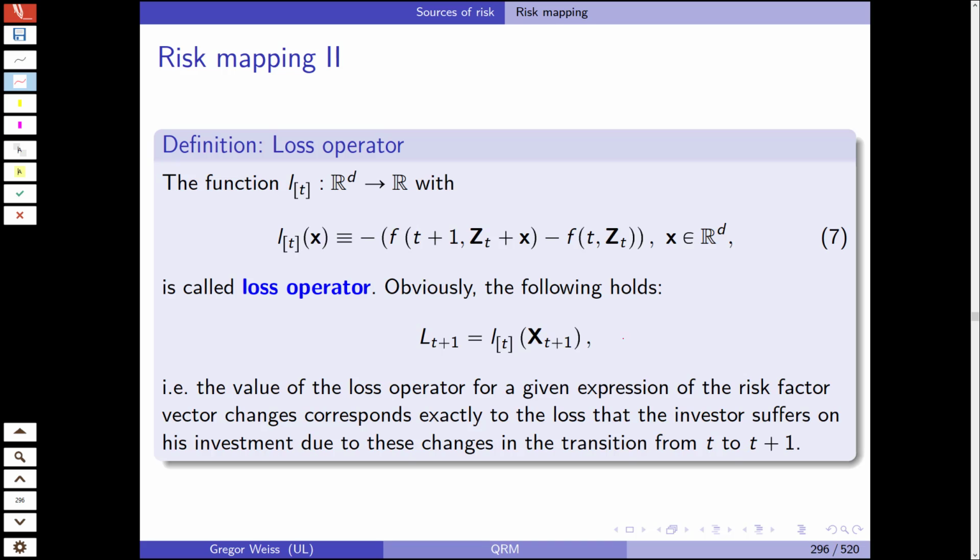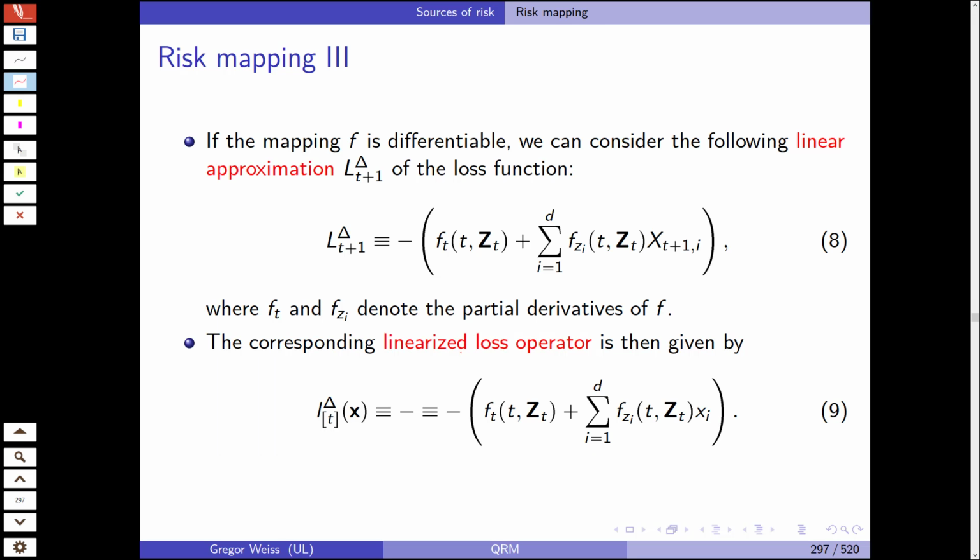And this is the loss operator. We have a function, small l of x, and we only need to insert the risk factor changes: the losses are given by the risk factor changes x t plus 1 inserted into the loss operator. The value of the loss operator for a given expression of the risk factor changes corresponds exactly to the loss that the investor suffers on his or her investment due to these changes in the transition in time from t to t plus 1. So that's the loss operator.